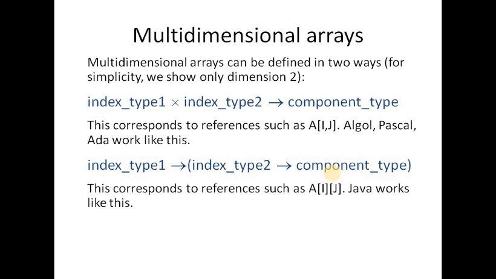In Algol, Pascal, and Ada, we can declare the array with index_type, an arrow sign, index_type2, continuing these operations with the arrow sign, then component_type.